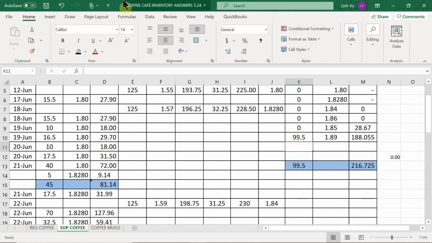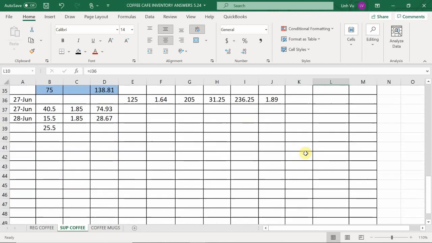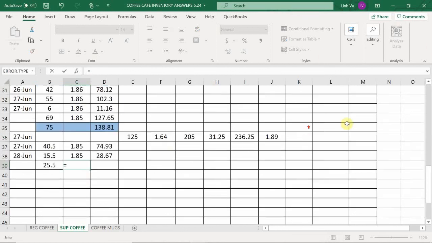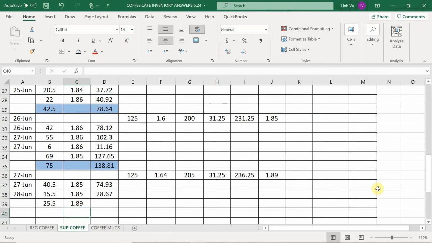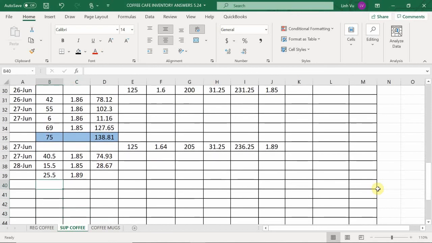Okay, now that leaves me with 99 and a half, right? My cost per item is $1.89. So if I needed to sell 25 and a half, at what cost am I going to calculate that? I only have one batch of inventory left. The $1.89. Good. So then what is my total for selling 25 and a half pounds at $1.89?